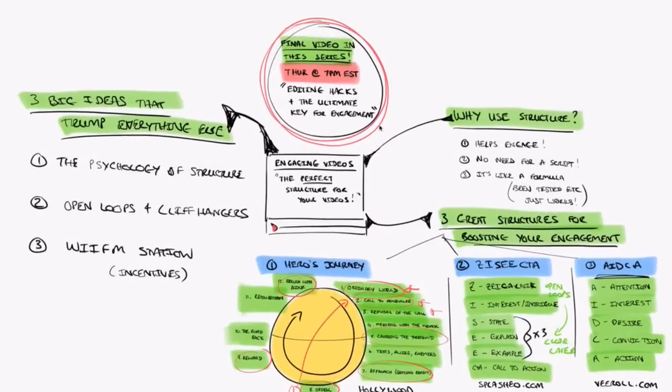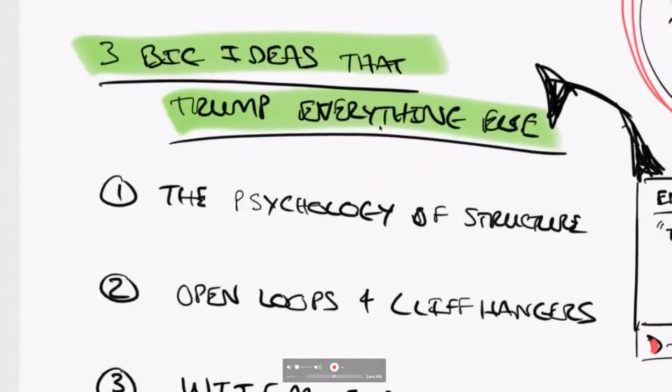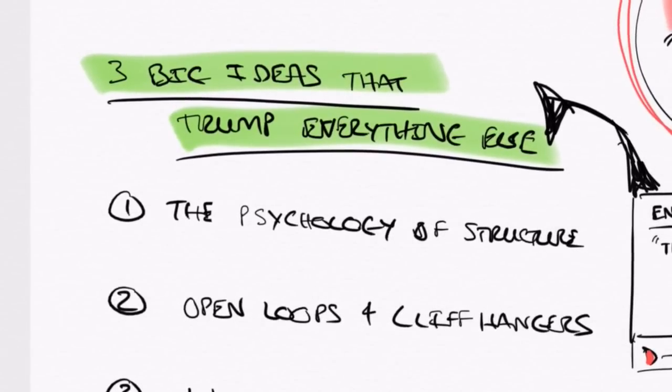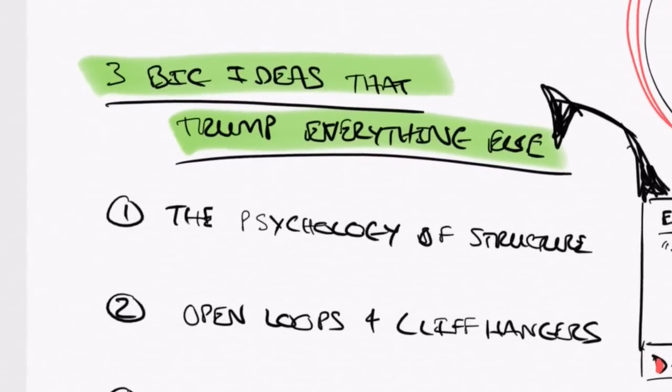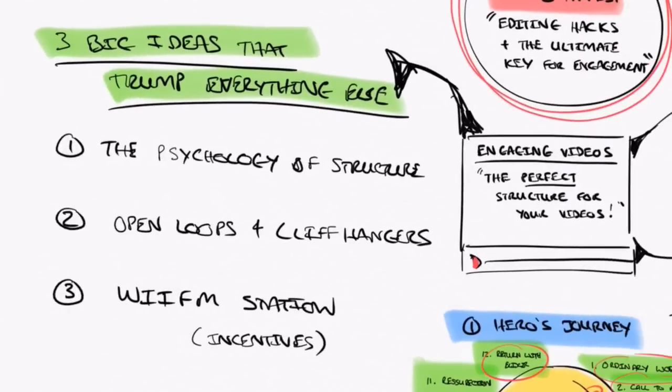Now, there's this last thing that I want to talk about, which is really bringing everything together with today's video. And that's the three big ideas that trump everything else. First of all, the psychology of structure. I mentioned this at the beginning, but with the hero's journey and with these other two structures as well, they follow a very certain and very specific psychological path that prepares people in a certain way to engage them and to get them to take action and to inspire them.